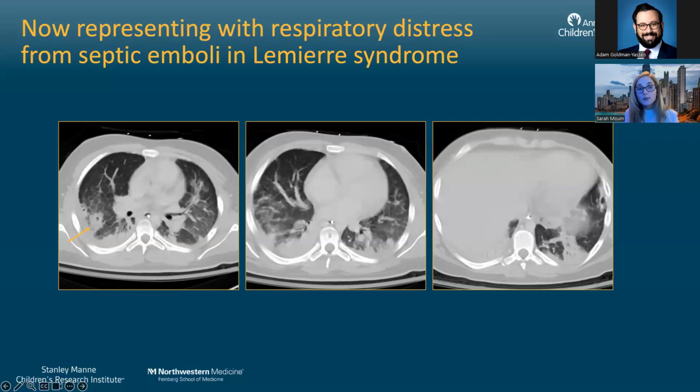I would say in general, Lemierre's for a while was considered the forgotten disease because it was more common in the pre-antibiotic era, but with emerging antibiotic resistance, we're seeing this more commonly in clinical practice. Importantly for treatment, patients need to be treated with IV antibiotics as well as anticoagulation because of the thrombus or the thrombophlebitis.